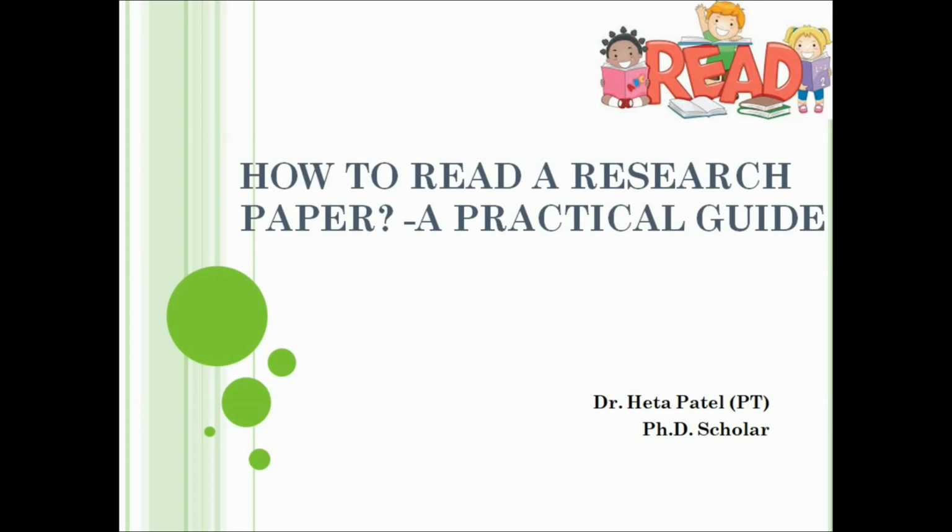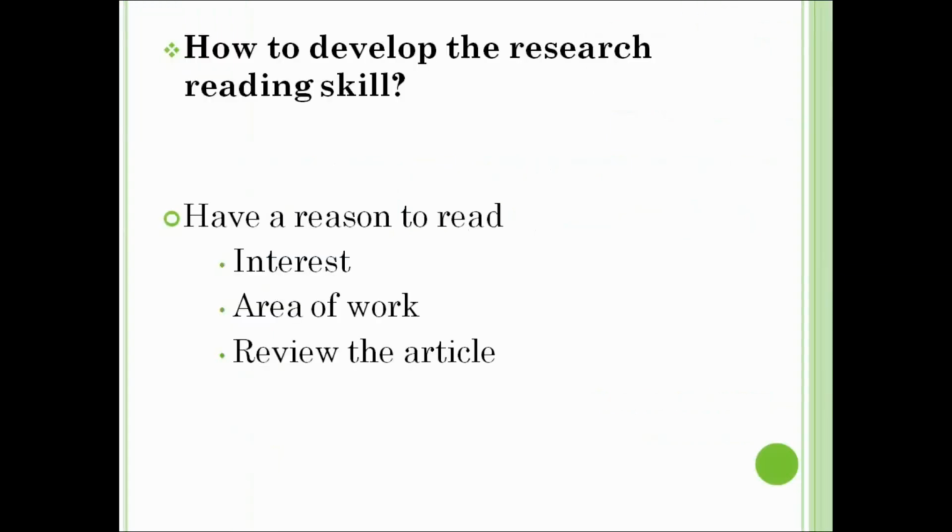Now, moving further, I will be providing you a practical guide to the question of how to read a research paper. For this, it is important to develop the reading skill. But how? To answer this question, the person must have a reason to read. And for reasoning out of reading habit, the first thing necessary is interest. The person must be interested in something to do. So the person must have developed interest in that particular subject. Secondly, the area of the work should be related to that research, or either the research is related to the area of the work. So both are important and essential parts of reading skill.